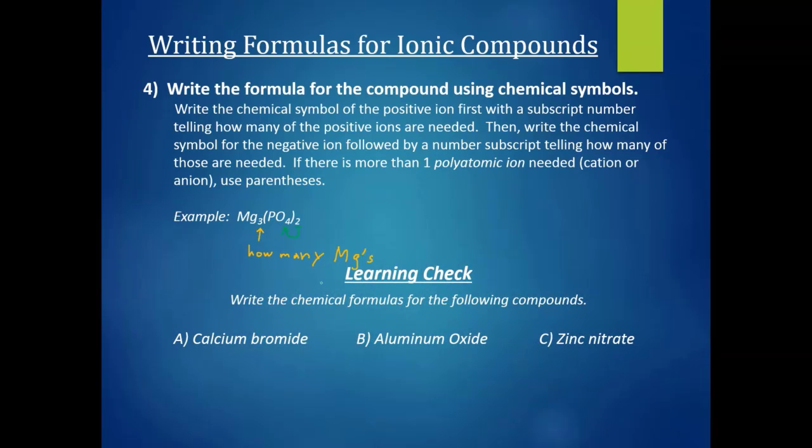So let's take a shot at writing the chemical formulas for each of the following compounds. I'll go through the first one together with you, but then let's have you try the other 2 on your own. So calcium bromide. What's the ion symbol for calcium? So that is symbol and charge. Calcium Ca, very good. And what's the charge? +2, very good. So I'll write Ca with a 2 plus charge.